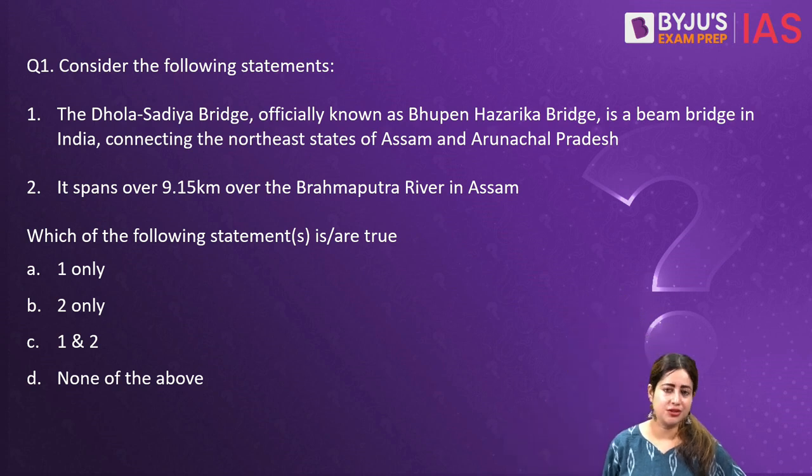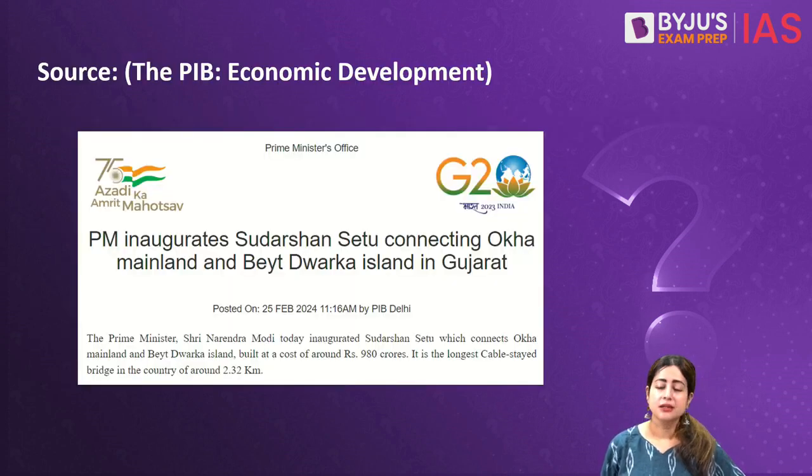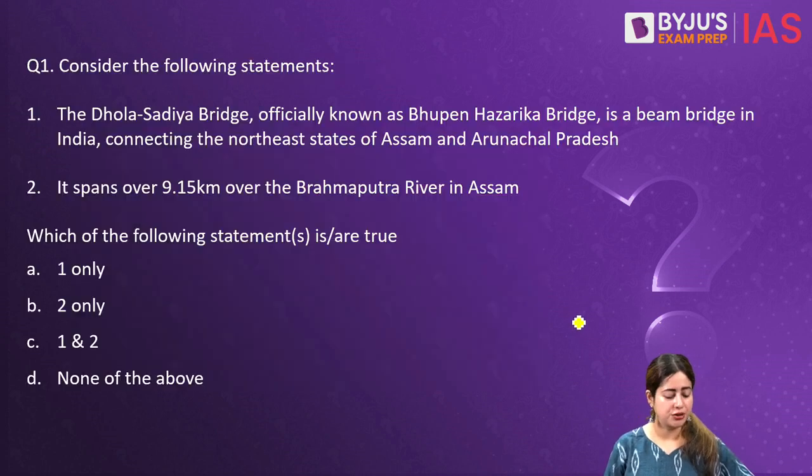The first question on your screen talks about the Dhola Sadia Bridge. The reason why this question has been taken for analysis is a PIB release that talks about how the Honorable Prime Minister of India has inaugurated the Sudarshan Setu. Setu stands for bridge, a connector, connecting Okhla mainland and Bayat Dwarka Island in Gujarat. This bridge has come at a cost of about 980 crore, and it is the longest cable-style bridge in the country. And on that note, back to the question.